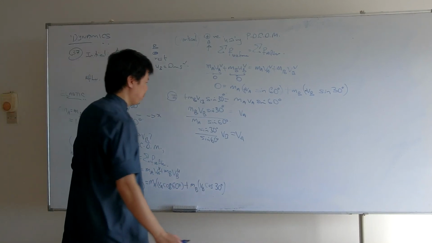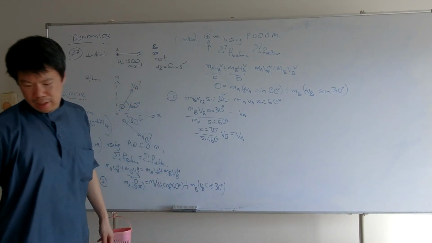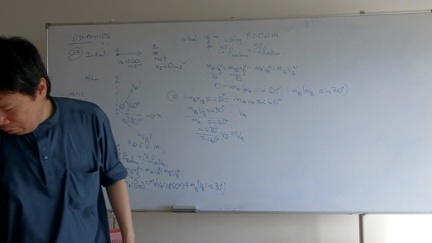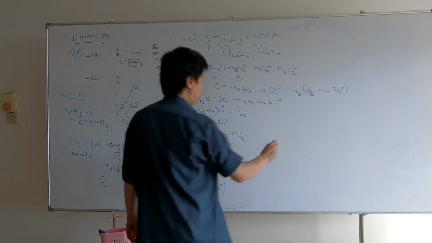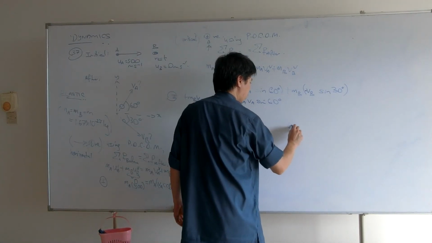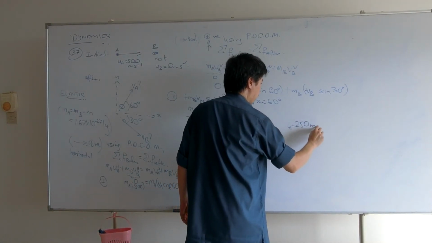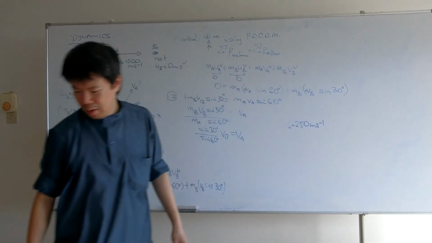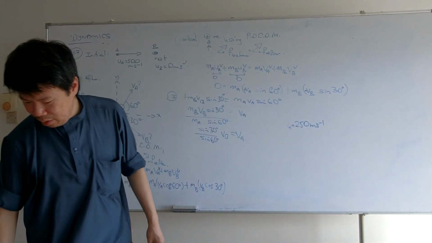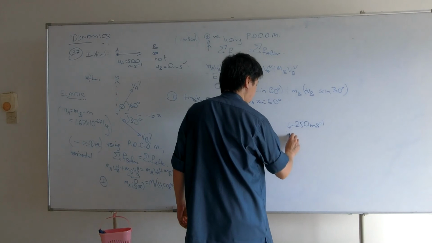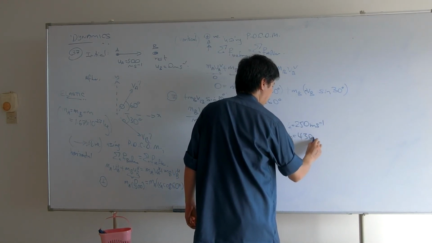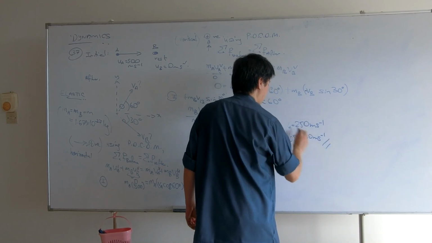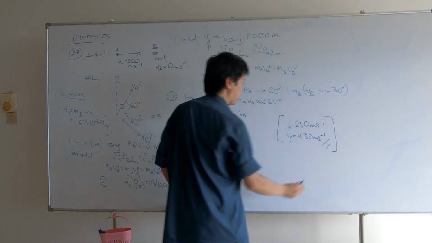Okay, and you can pause this video. I will just give you the values. After you pause this video, your VA should be around 250 meters per second, and your VB around 430 meters per second, roughly. So your aim is to get this.